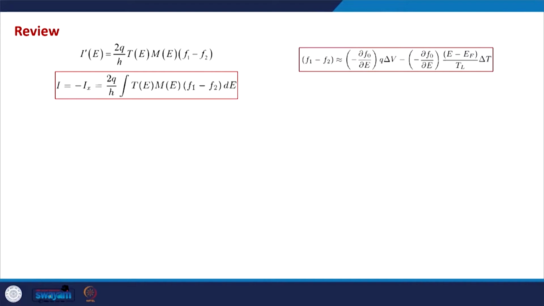So what we have seen is that in the expression of the current, F1 minus F2 is the forcing function. And forcing function means that if this term is non-zero, in that case the current will also be non-zero. And F1 minus F2 depends both on voltage difference across a conductor and temperature difference across a conductor. So this lies at the root of the thermoelectric effects.